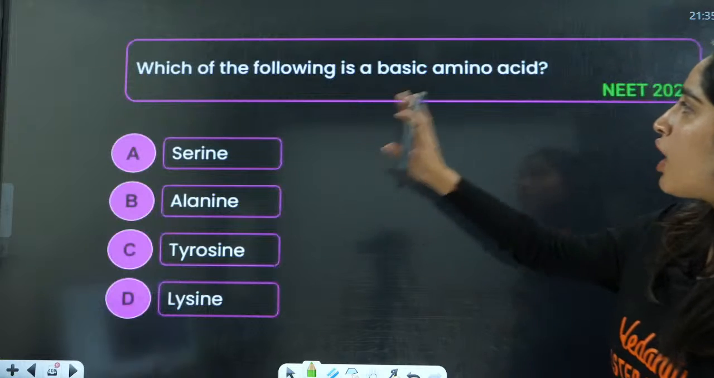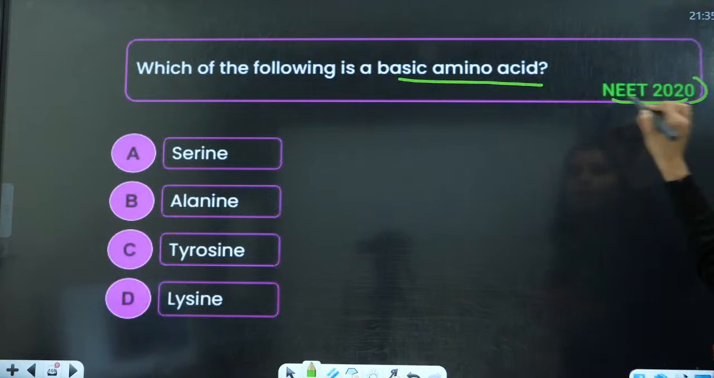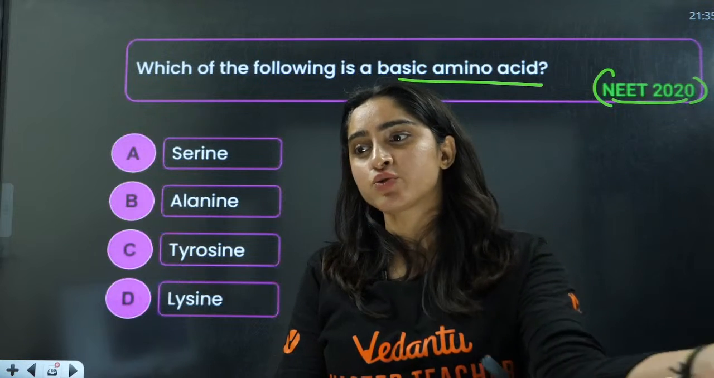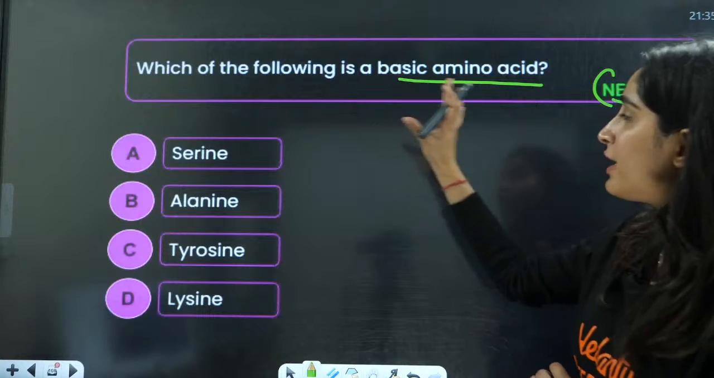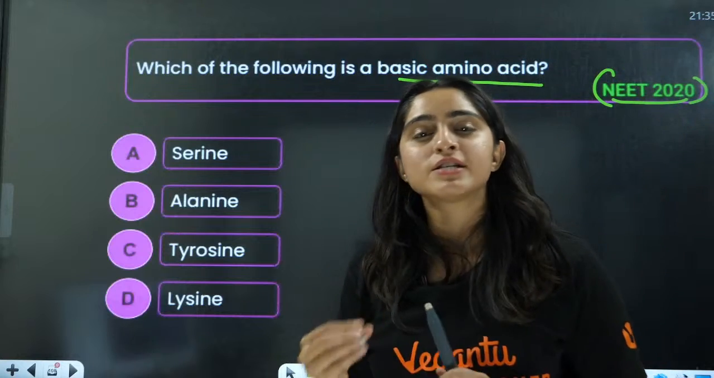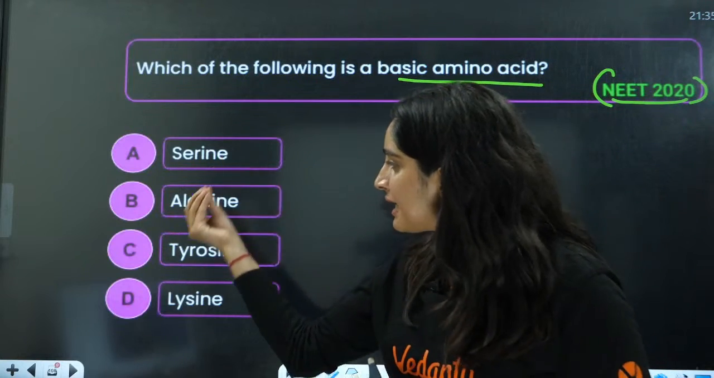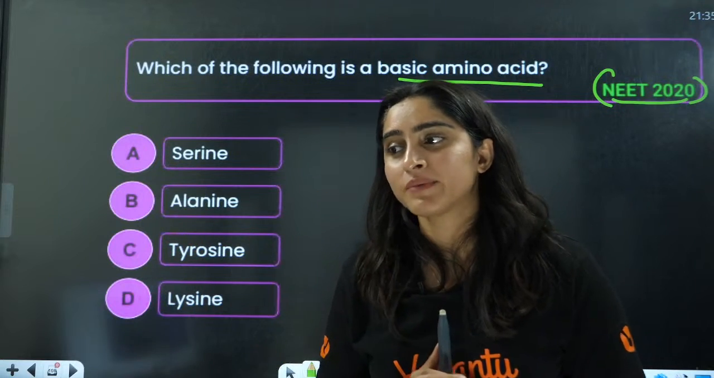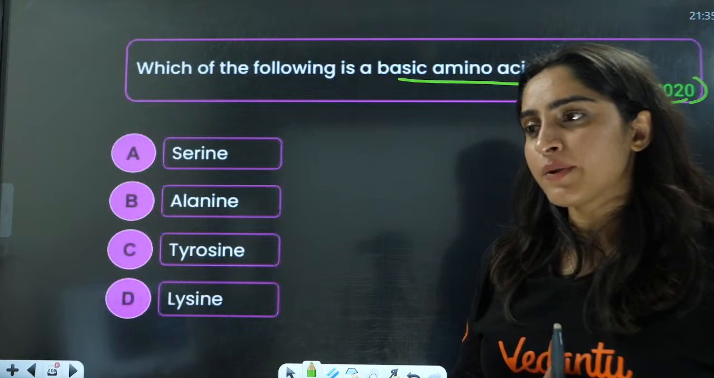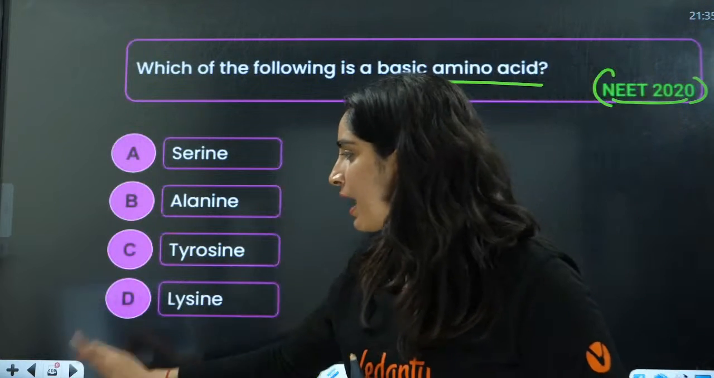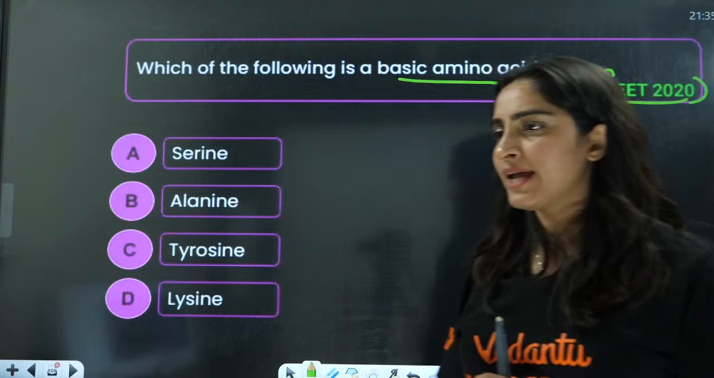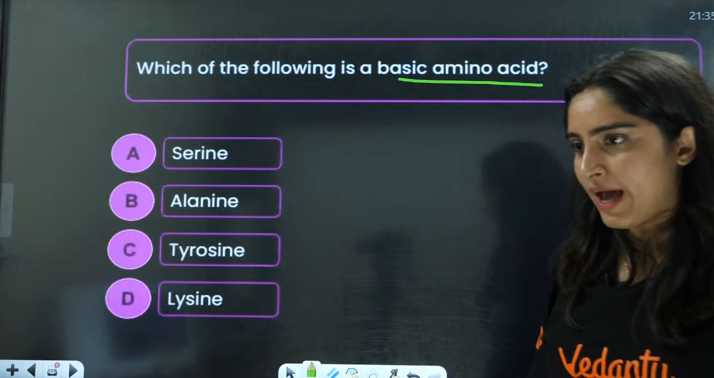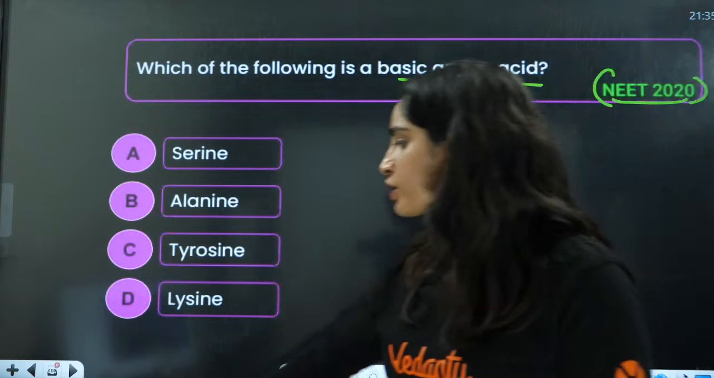Which of the following is a basic amino acid? NEET 2020 question. Serine, alanine, tyrosine, lysine. This is from the chart. Which is going to be the basic amino acid? Very good. Lysine is going to be the basic.